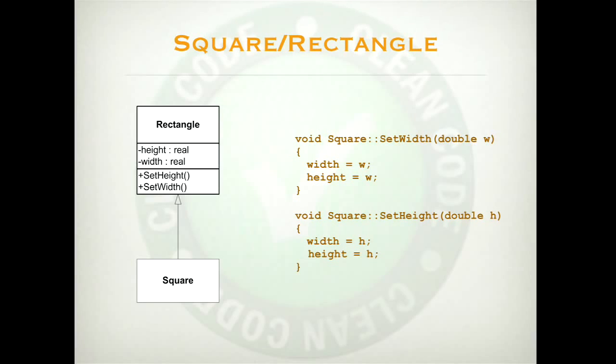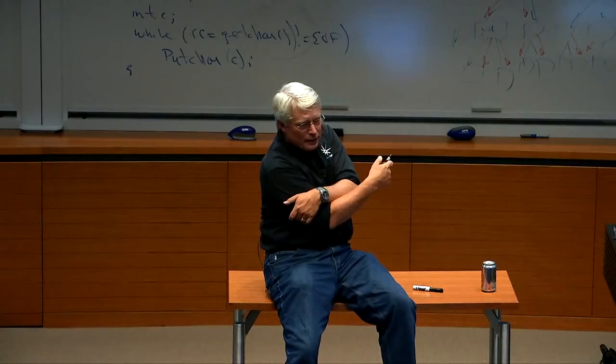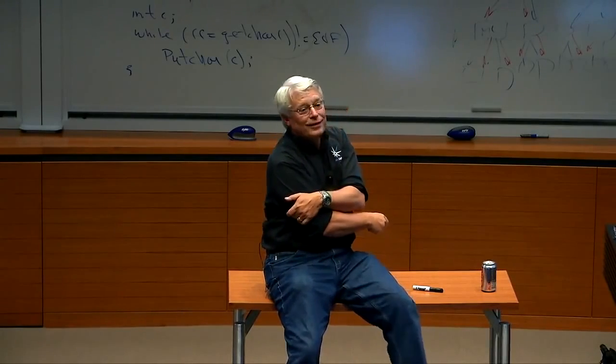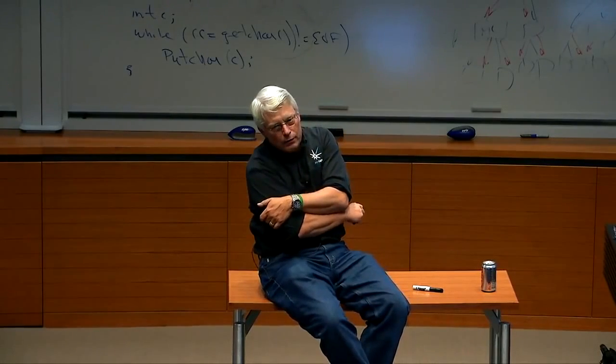Right? A square is a rectangle, so that should be the right relationship. No. Because that's not a square. That's a piece of code. That is not a rectangle. It is a piece of code. It is true that a square is a rectangle, but the class square is not a square.